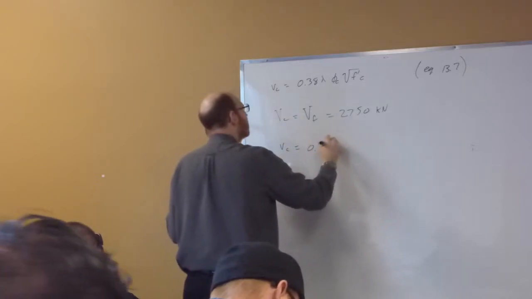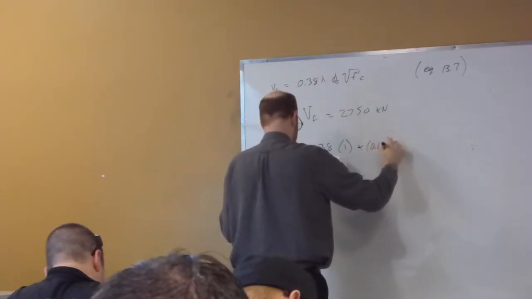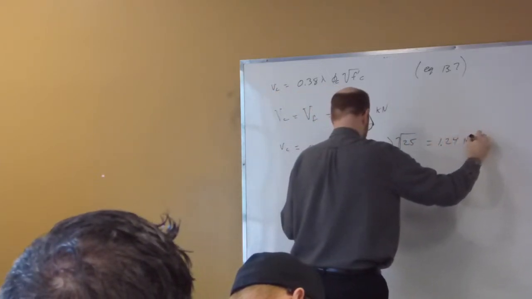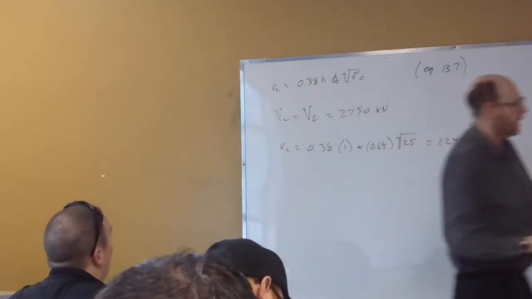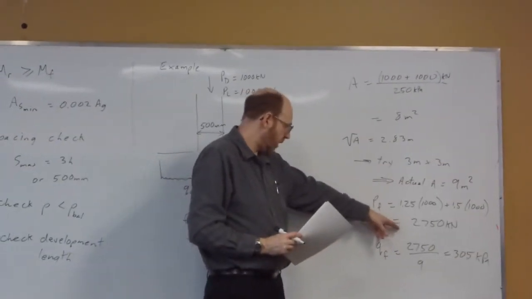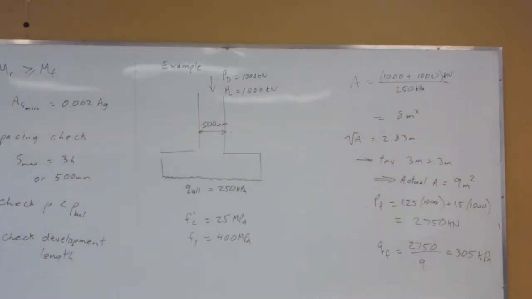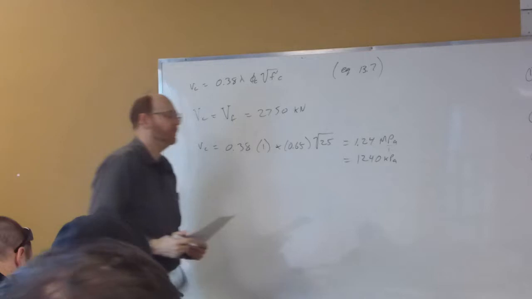So 0.38. Lambda is 1, normal density concrete. Our phi c is 0.65. We have the square root of 25 MPa. We end up with 1.24 MPa. Like we did with our other area calculations, when we're working with concrete and soil pressure in particular, it's quite common to work in kPa. kPa is a reasonable size. Often when we're working with steel and concrete we talk about MPa, but once we're getting into the soil, it's quite common to talk about kPa. So this is 1240 kPa.